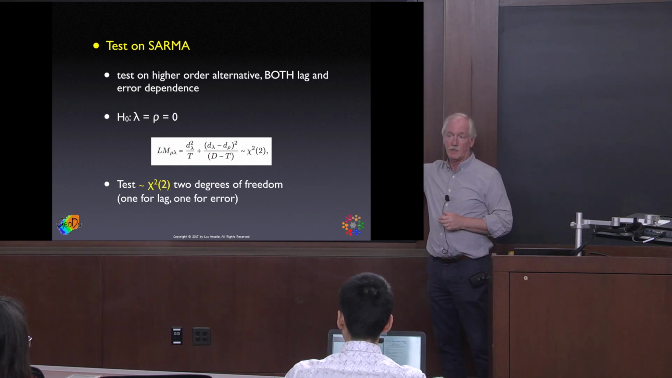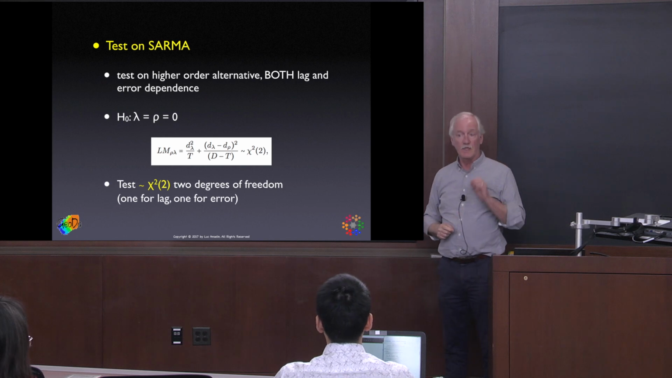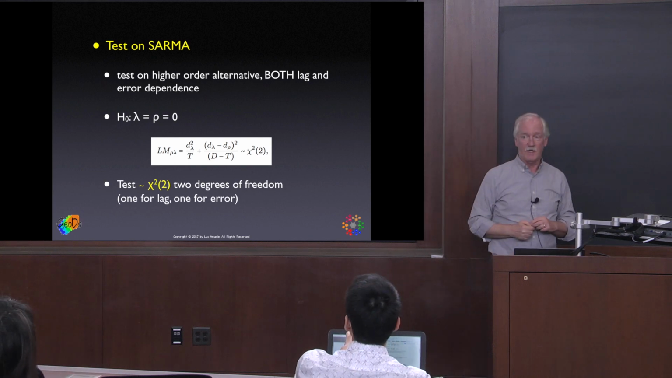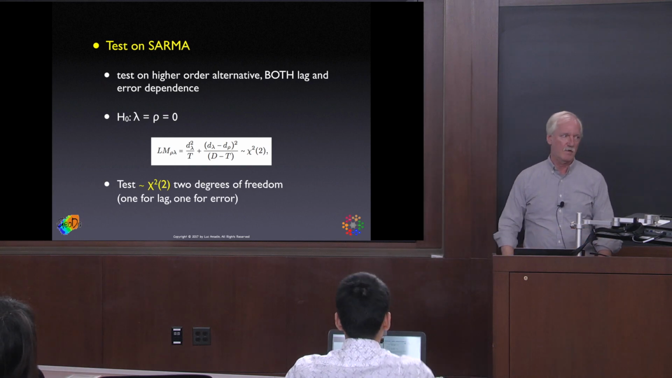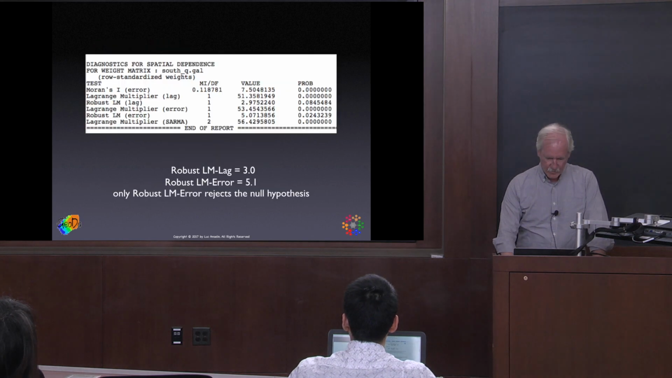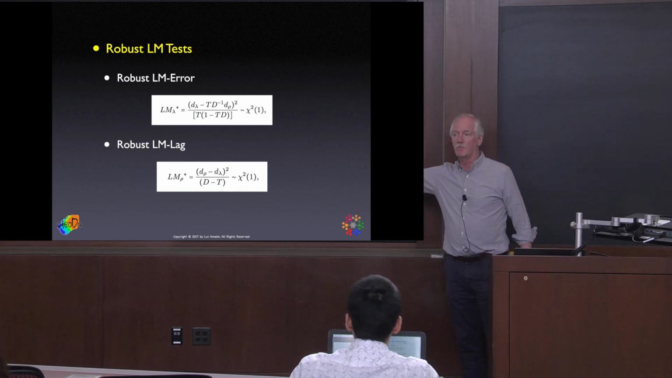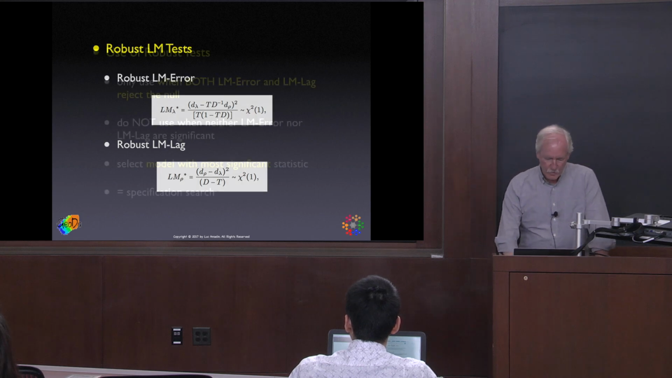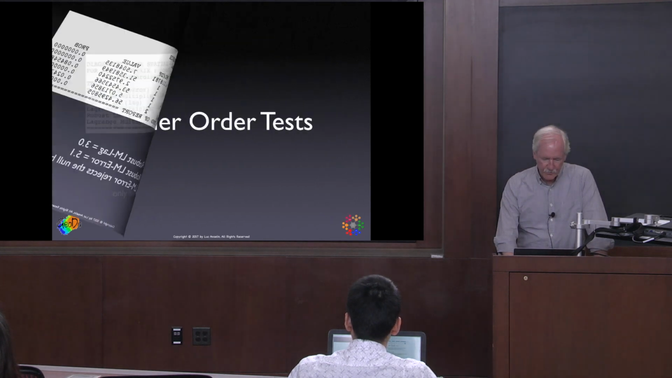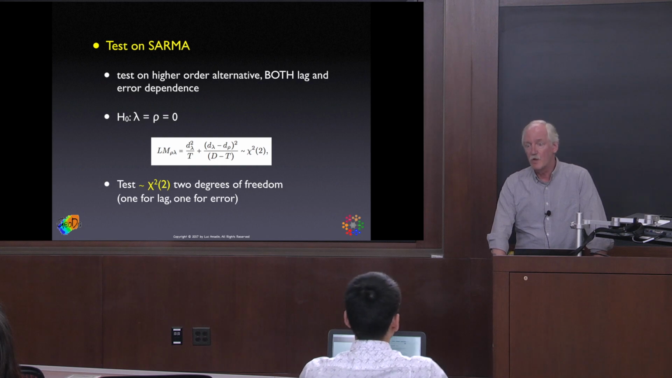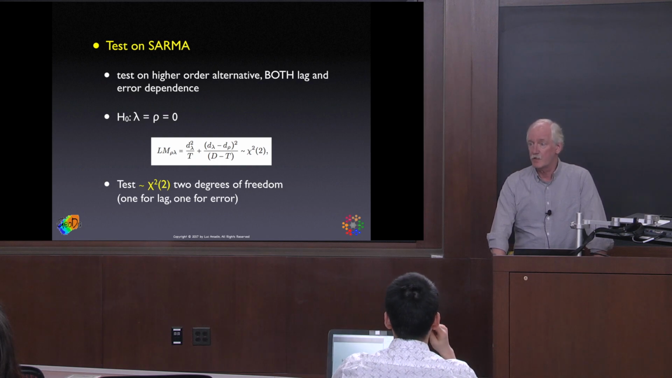is the LM error test. The second part is not the LM lag test. Now, if you really paid attention, you would recognize this right away. Does this look familiar? The bottom. So the test for both is not the sum of the test for each, but it's the sum of the test for one plus the robust form of the other one, which is a non-standard result.